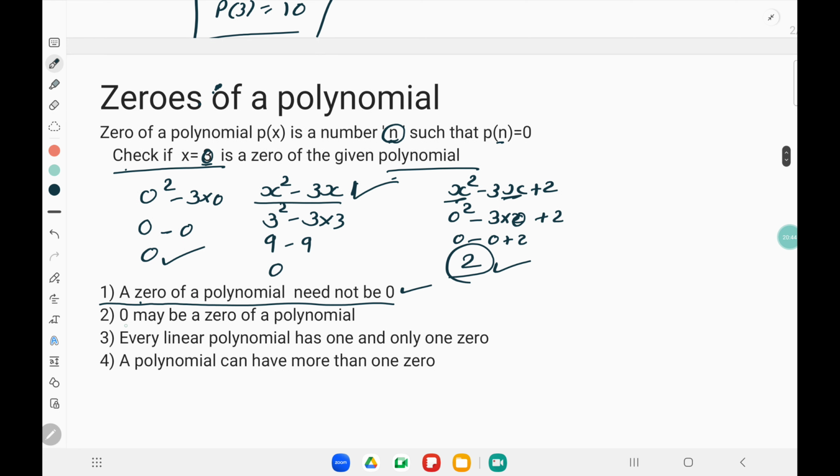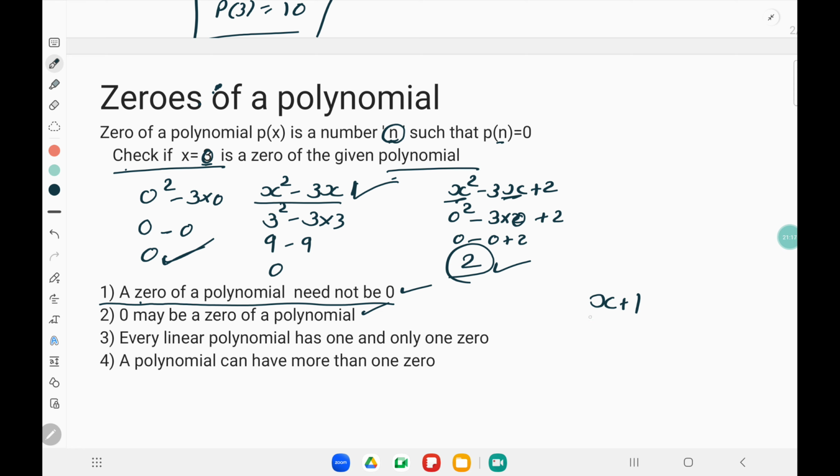But here it says 0 may be a zero of a polynomial. Of course, here we checked: 0 may be a zero of a polynomial, maybe, not necessary each time, but sometimes it is possible. Okay, so next, every linear polynomial has one and only one zero. So let's take a linear polynomial, let's say x plus 1.